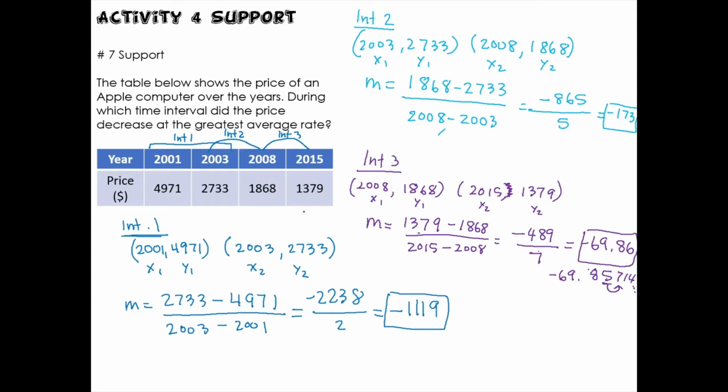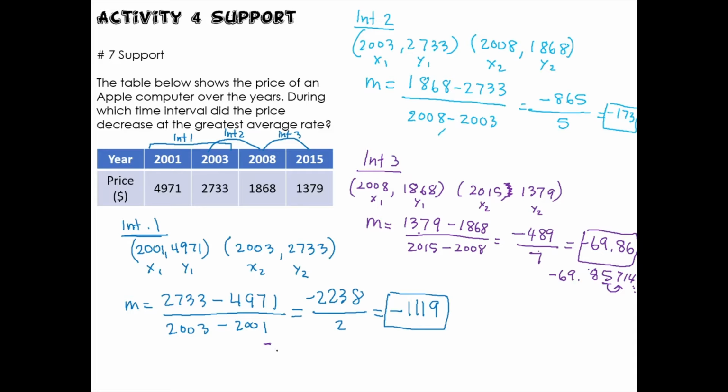So what is the greatest decrease? If we're going back to the question, it definitely looks like interval 1 was the greatest decrease. So we're going to say, during which time interval did the price decrease at the greatest average rate?